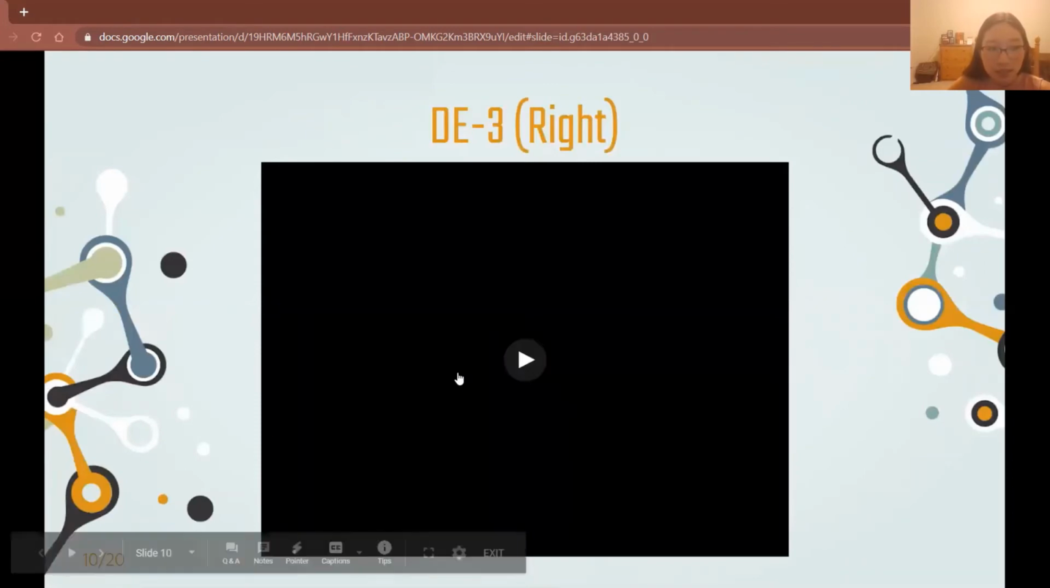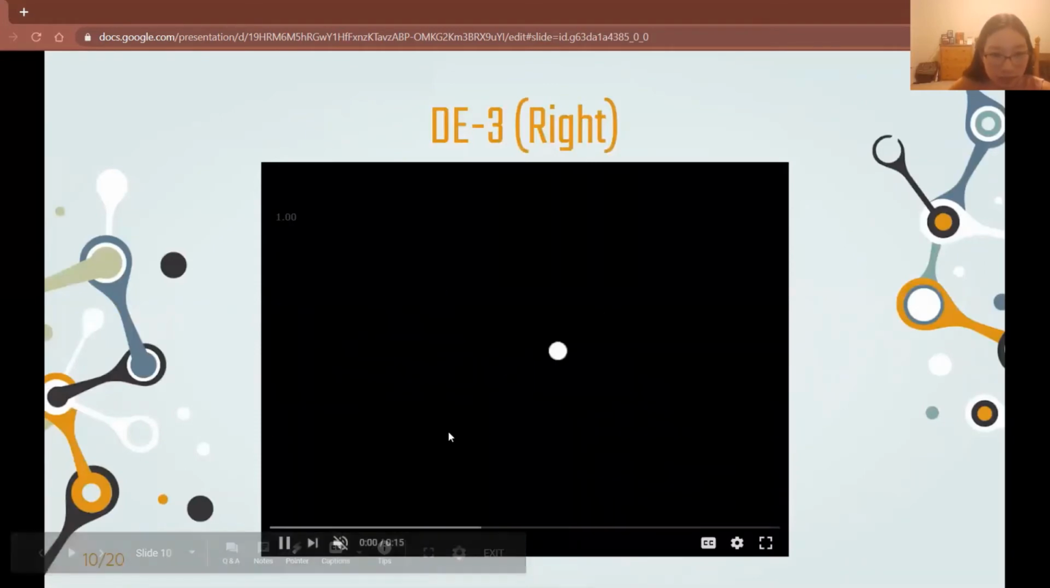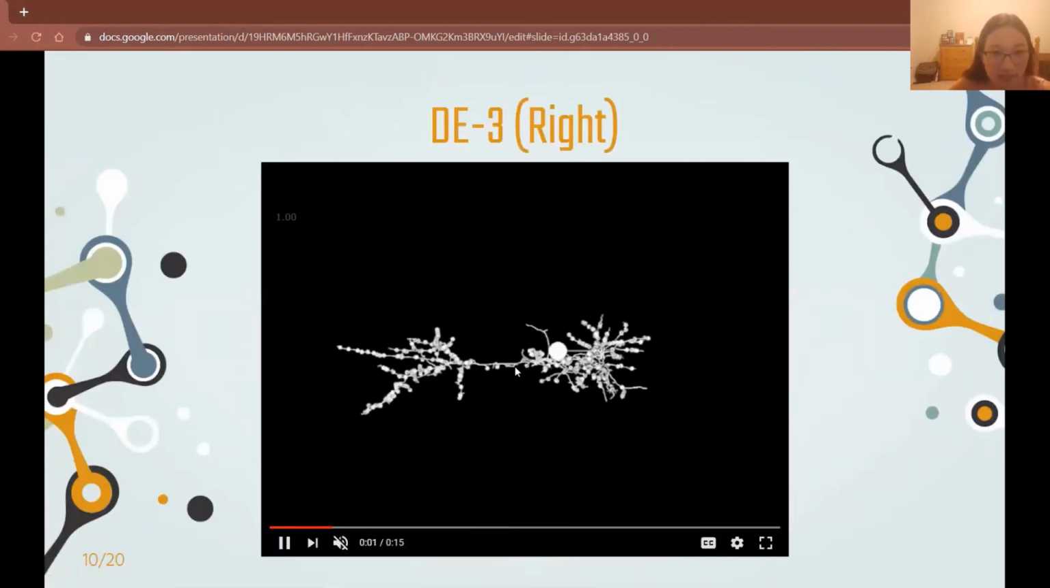Here we can see the structure of DE3, shown in white here.